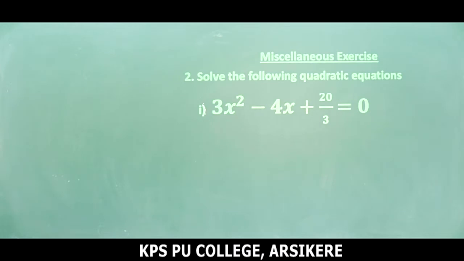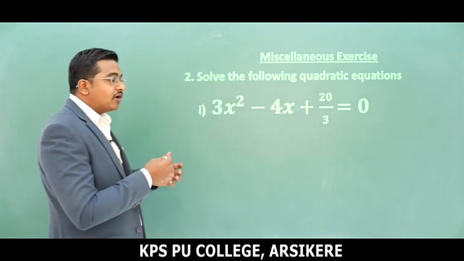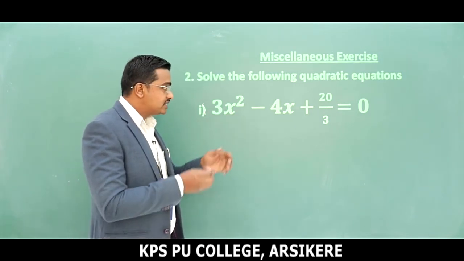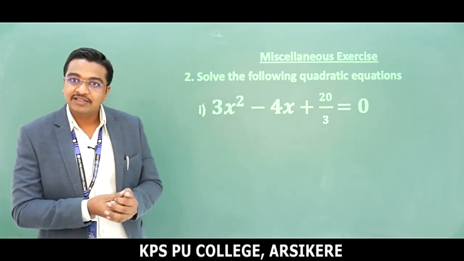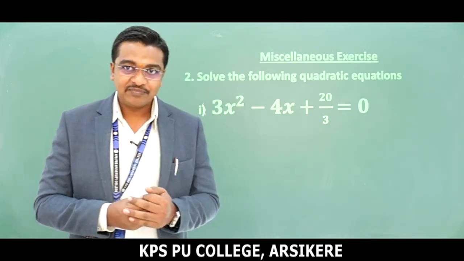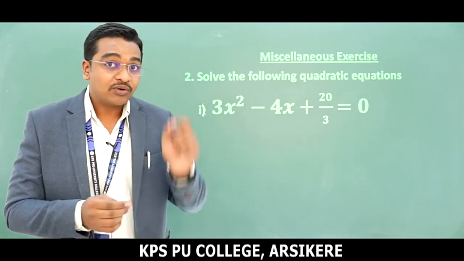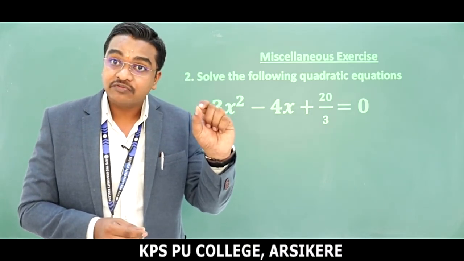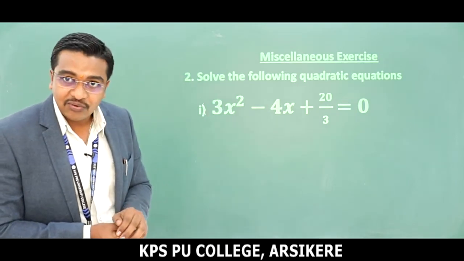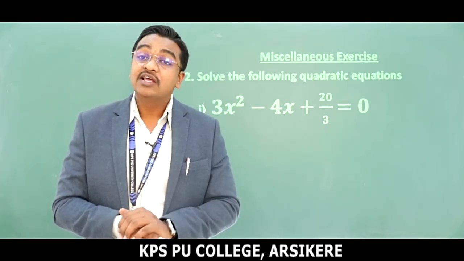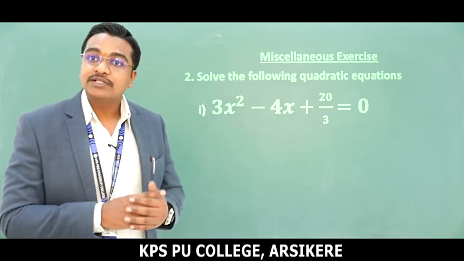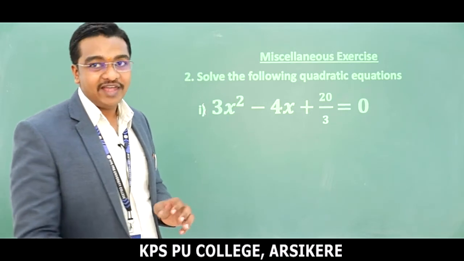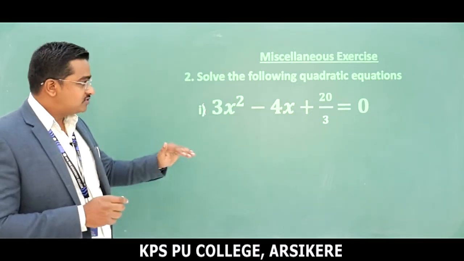Now dear students, we are moving to the next question. Solve the following quadratic equations. The first question is 3x square minus 4x plus 20 divided by 3 is equal to 0. In the previous class we discussed the quadratic equation. When we have an equation of the form ax square plus bx plus c is equal to 0, the corresponding solution is x is equal to minus b plus or minus square root of b square minus 4ac, whole divided by 2a. We use that formula. Here also we are using the same formula.